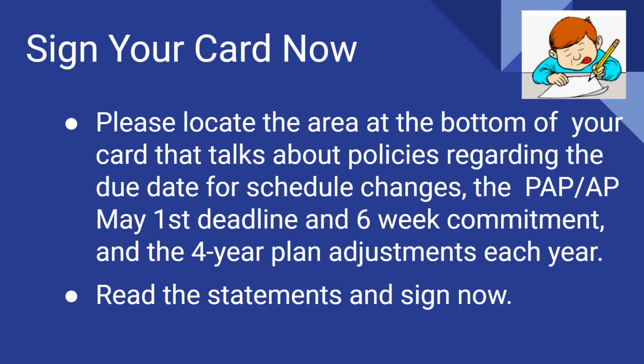Now take a look at the bottom of the front side of your card. You'll need to sign next to the statements that address the due date for schedule changes, the pre-AP and AP May 1st deadline and 6-week commitment, and your ability to adjust your 4-year plan each spring. Read the statements and sign now.